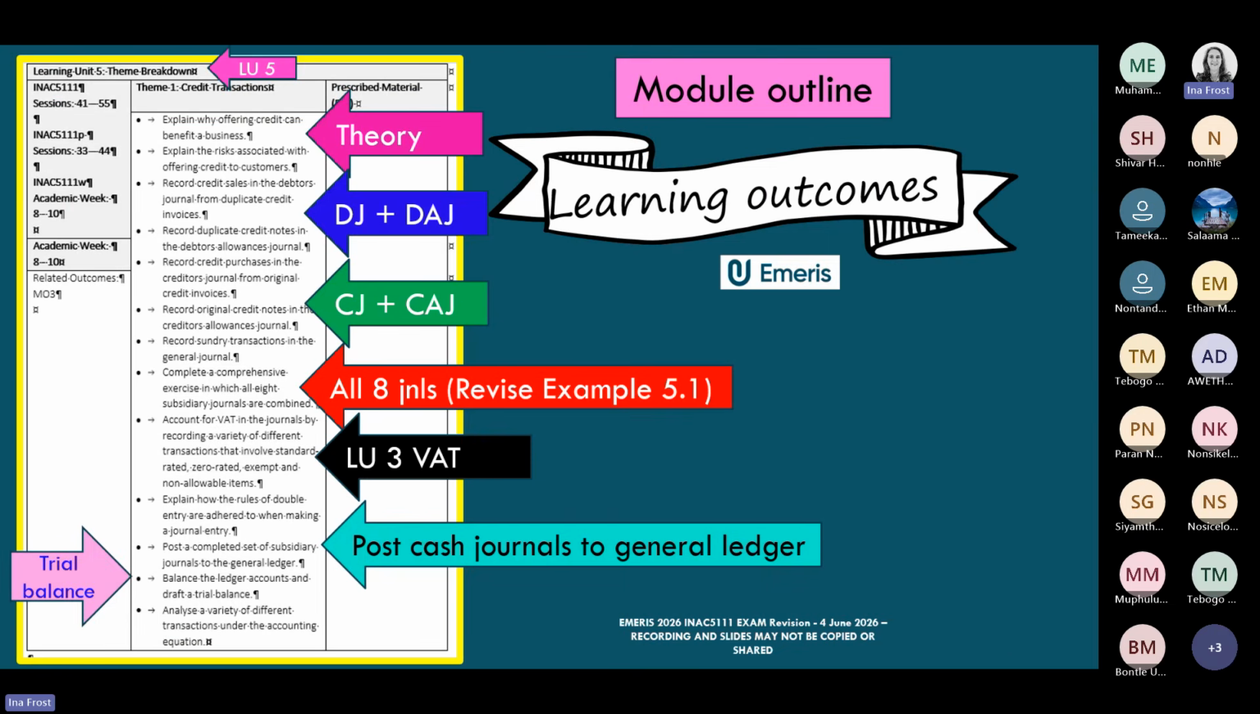As I said in our previous session, we were working through Learning Unit 5. We were saying how important it is to know your theory. We've shown you how to do the debtors allowances and creditors allowances. We've spoken about the fact that you mustn't forget everything we showed you in Learning Unit 3 when it comes to VAT, because it's still as important in Learning Units 4 and 5 questions as it was in Learning Unit 3. We showed you how to post our journal specifically to the debtors and creditors control accounts, and we spoke about your trial balance.